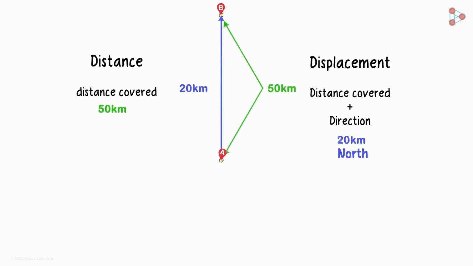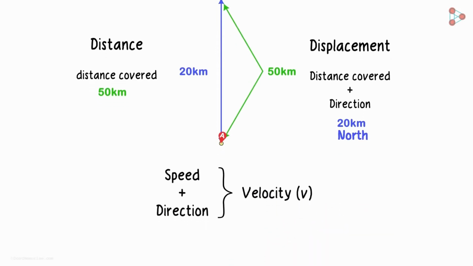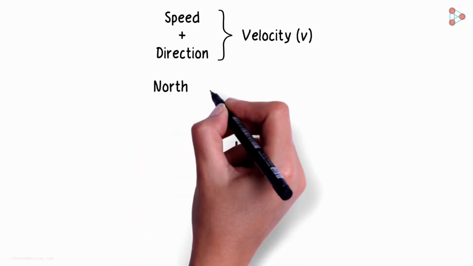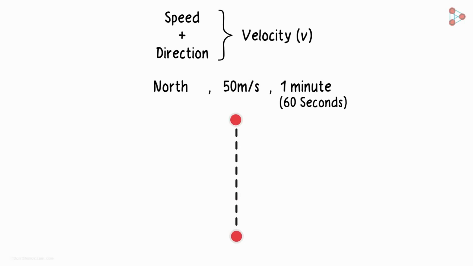Is there anything that tells us the speed along with direction? Yes, it's velocity, which can be written as lowercase v. Let's see how it differs from speed. What if I tell you that I traveled north at a speed of 50 meters per second for 1 minute? Would you be able to tell me where I landed up? Yes, you would know I have covered a total distance of 3,000 meters and landed up at this point. Velocity is speed with direction of motion. As such, velocity is direction aware. So when you mention velocity, you must keep track of direction.